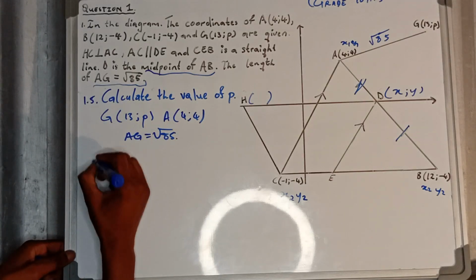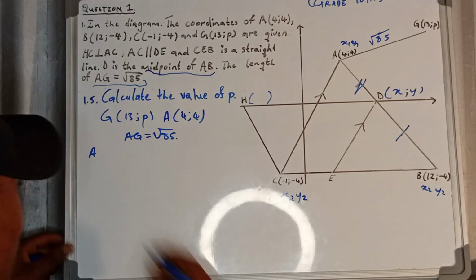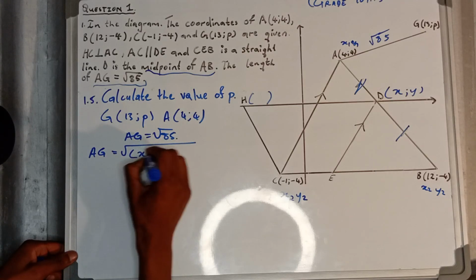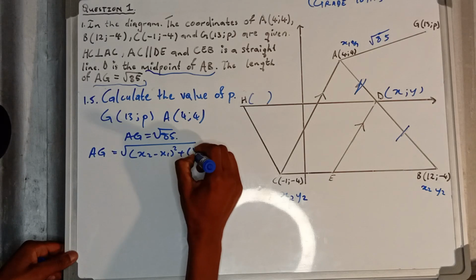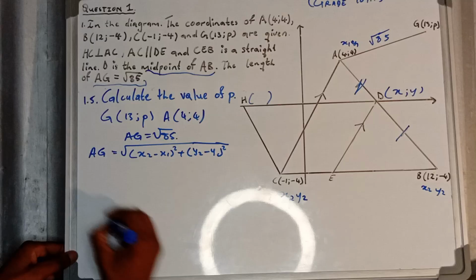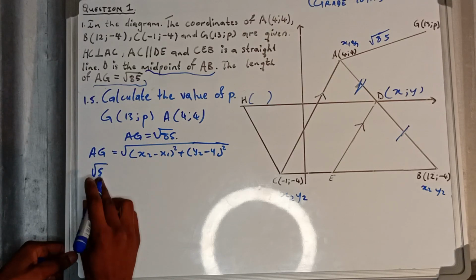We're going to use the advantage of that. We use the distance formula: AG is equal to the square root of x2 minus x1 all squared plus y2 minus y1 all squared. I'm not going to explain this because you know it. What is AG? You substitute: square root of 85.